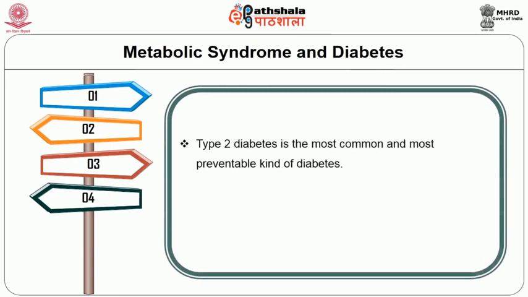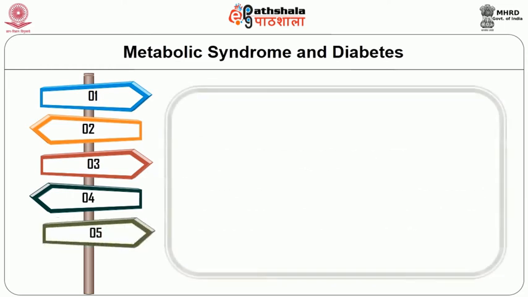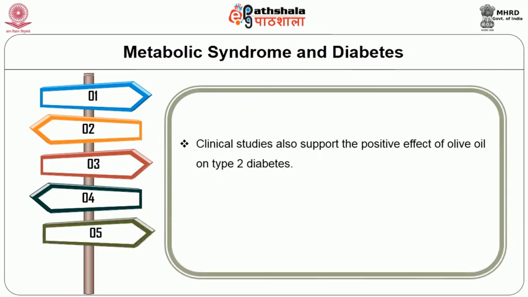Diabetes is very prevalent in the globe these days, and type 2 diabetes is the most common and most preventable kind. Results from epidemiological studies show the beneficial effect of the Mediterranean dietary pattern on diabetes mellitus and glucose metabolism in general. Clinical studies also support the positive effect of olive oil on type 2 diabetes.